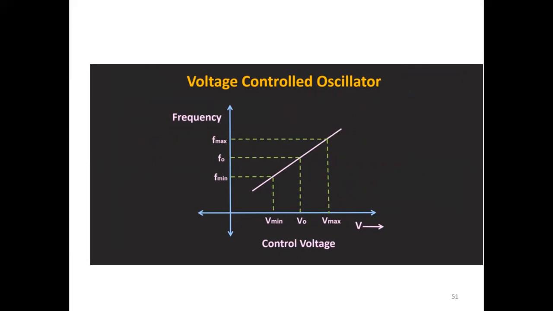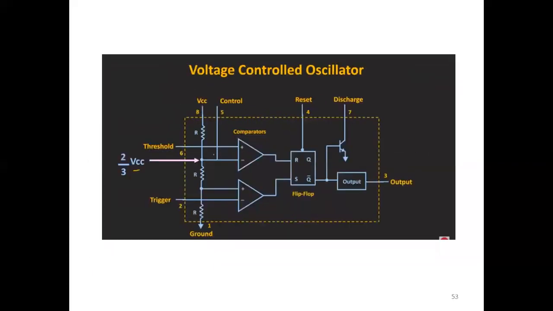That is a frequency control oscillator: the voltage controlled oscillator relates the control voltage to the frequency. When the voltage is minimum, it will produce the minimum frequency. When the voltage is at the middle point, it will produce the center frequency, f0. When the voltage is at V max, it will produce the maximum frequency. That means depending on the control voltage, the output frequency will be defined. So these are the internal block diagrams of the voltage controlled oscillator.